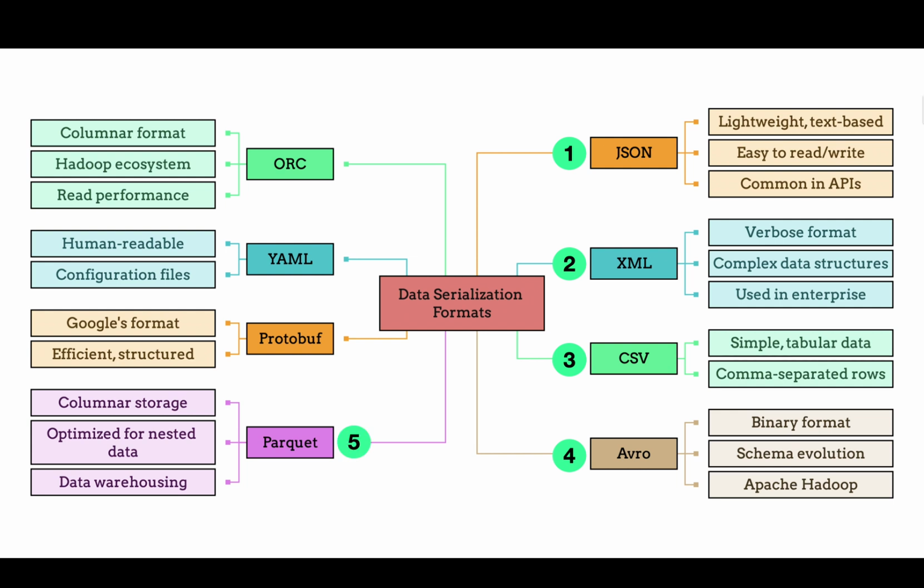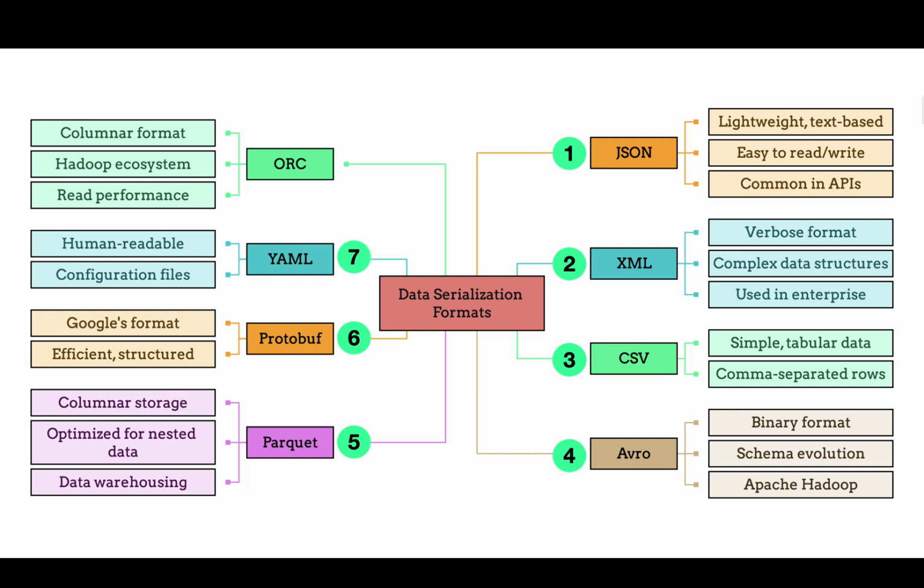5. Parquet, a columnar storage format optimized for complex nested data structures. Common in data warehousing solutions like Hadoop and Spark. 6. Protocol buffers, protobuf, Google's language-neutral, platform-neutral format for serializing structured data. Known for efficiency and performance.